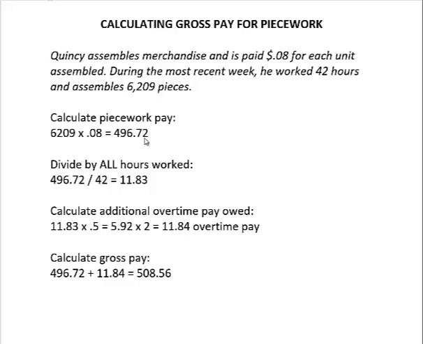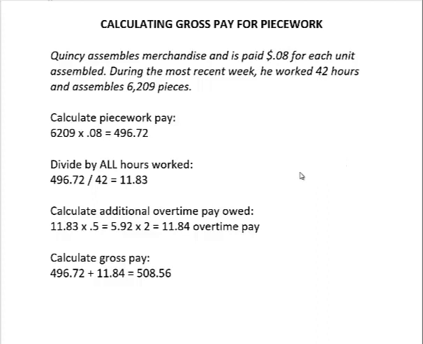$496.72. Next, we're going to divide the $496.72 by all hours worked to figure out what his regular hourly rate is. So $496.72 divided by 42 will give him $11.83 as his regular hourly rate.